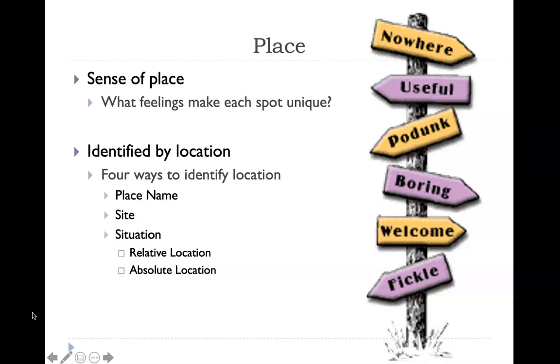We identify location four ways: through place name, through site, which is its unique physical characteristics, sometimes cultural characteristics too, and situation, which is its relative location, what it is near. Also, we talked about absolute location in 1.1 as well.